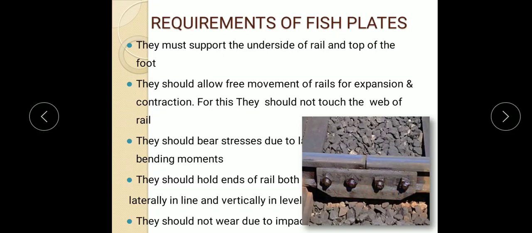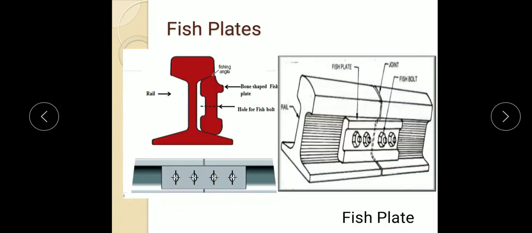The fish plate should allow the movement of rails for expansion and contraction. For this, they should not touch the web of the rail. So here in this diagram we can see this fish plate is away from this web of the rail.